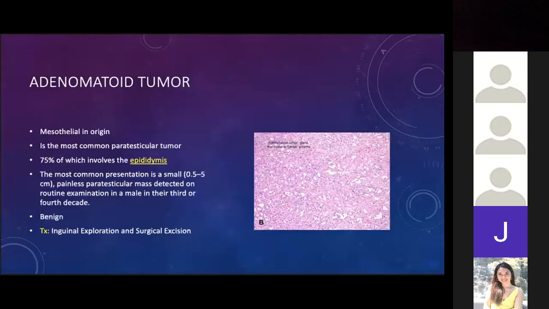So adenomatoid tumor is usually mesothelial in origin and is the most common paratesticular tumor, 75% of which involve your epididymis, although these tumors may also arise within the testicular tunicles or the spermatic cord. The most common presentation is a small, painless paratesticular mass detected on routine examination in a male in the 3rd or 4th decade. It's usually benign, and treatment includes inguinal exploration and surgical excision.